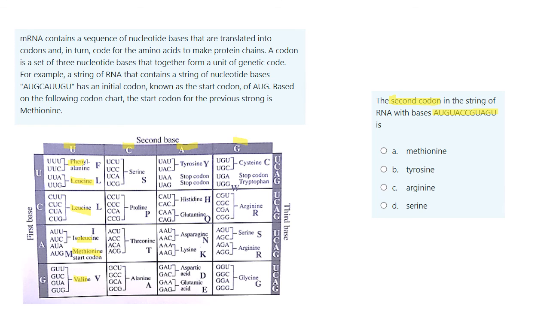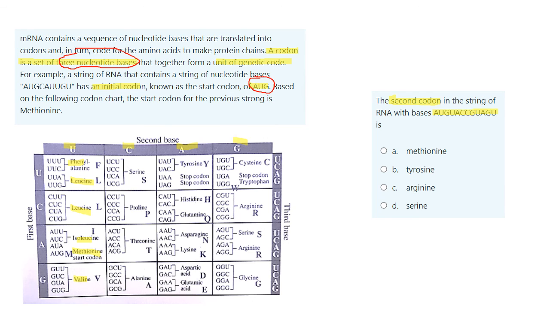mRNA, messenger RNA, contains a sequence of nucleotide bases that are translated into codons and, in turn, code for the amino acids to make protein chains. Codons make amino acids. A codon, very important, a codon is a set of 3 nucleotide bases that form a unit of genetic code. For example, the string of RNA that contains the nucleotide bases AUG, CAU, UGU has an initial codon of AUG. Now, a codon is 3 nucleotide bases.